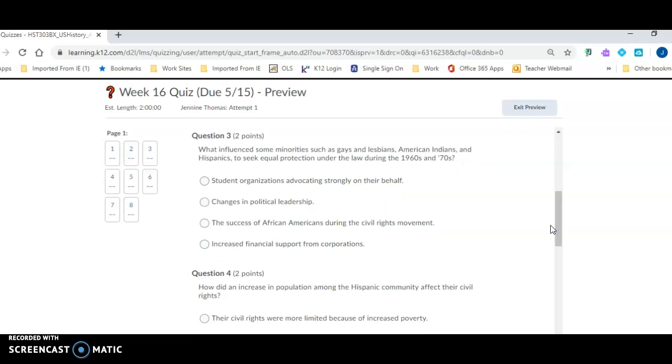Question number 3. What influenced some minorities such as gays and lesbians, American Indians, and Hispanics to seek equal protection under the law during the 60s and 70s? Student organizations advocating strongly on their behalf, changes in political leadership, the success of African Americans during the Civil Rights Movement, or increased financial support from corporations?